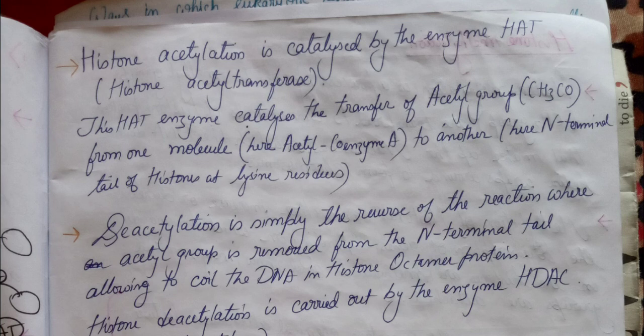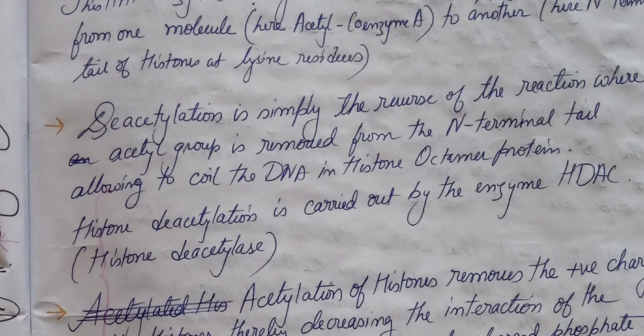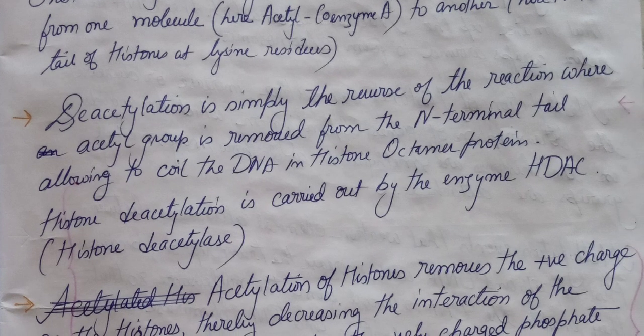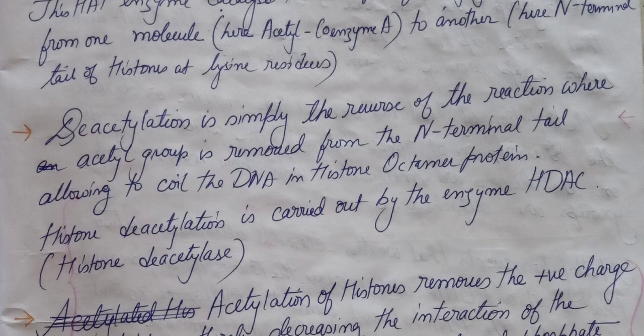Now comes deacetylation. It is the opposite of acetylation. It is the removal of the acetyl group from the N-terminal tail of histone, allowing the histone to again coil the DNA with high affinity to form the histone octamer protein. So deacetylation is simply the reverse of the acetylation reaction, where the acetyl group is removed from the N-terminal tail, allowing the histone to coil the DNA in the histone octamer protein.